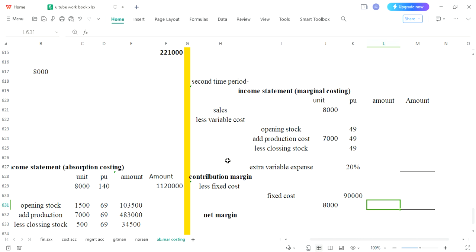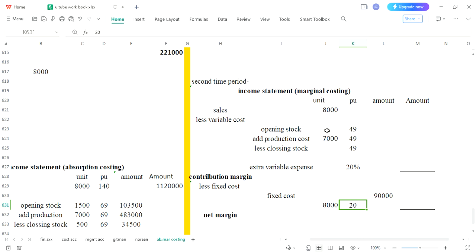So you can put 20 over here, 20, and this 90,000 would be written over here. Okay, all number of units.